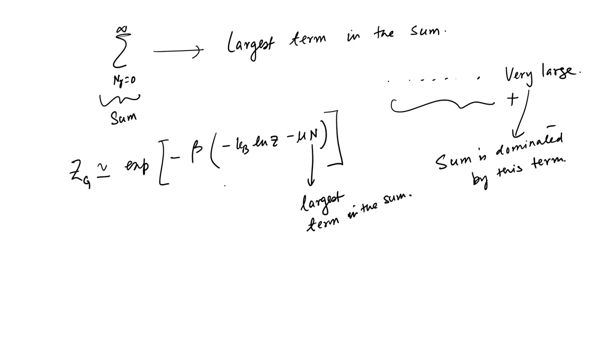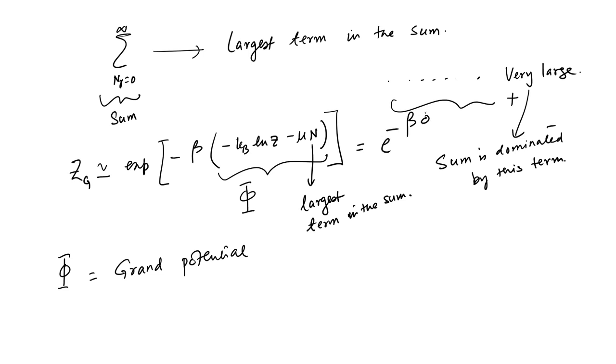Okay. So now this quantity is called the grand potential. So phi is called the grand potential, which is in line with the Helmholtz free energy, because you have seen that you take the log of the partition function and you get the free energy, the Helmholtz free energy. So this is equal to e to the power minus beta phi, and that is a sort of form of the grand canonical partition function.